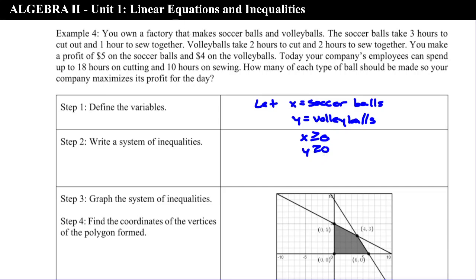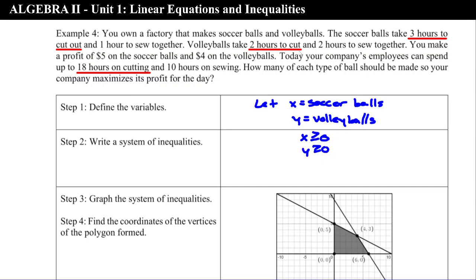Okay? Now the other constraints, we have to kind of pick things apart a little bit. So let's read the parts that go together. We know that we can spend up to 18 hours cutting, okay? That's one process that's required to make each of the balls, okay? So we know that up to 18 hours can be spent on cutting, and it takes 3 hours to cut out a soccer ball, and it takes 2 hours to cut a volleyball.